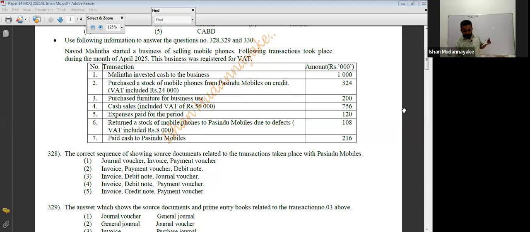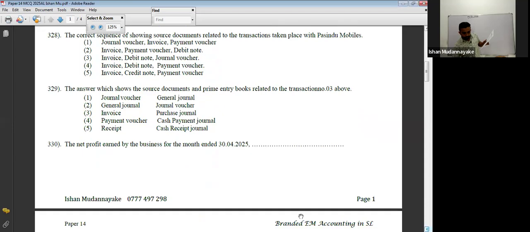Fourth one. Amani, your answer is correct. Fourth one is the answer. Yes, correct, right. Question number 329. What's the answer?